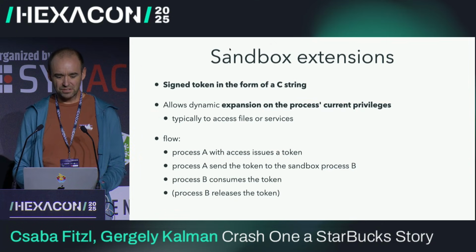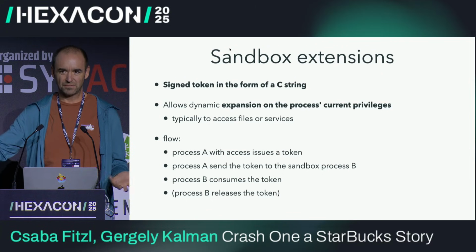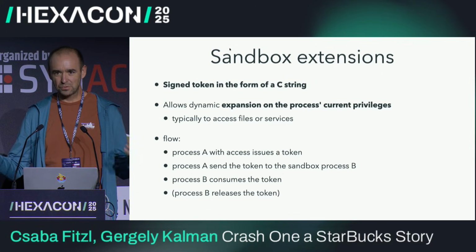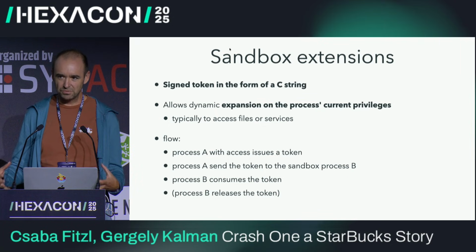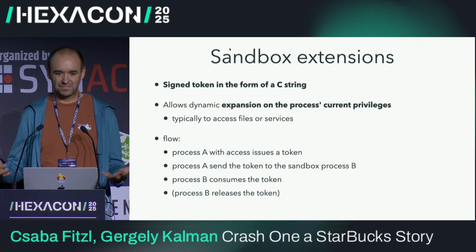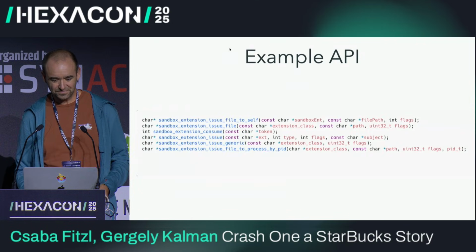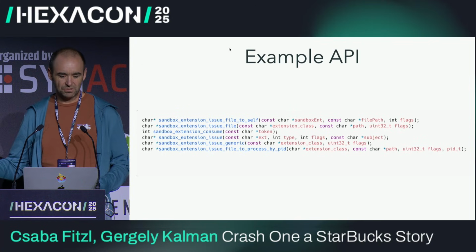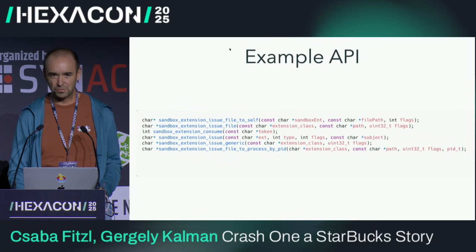It issues a token and sends it to process B, which is sandboxed, over XPC or some other IPC mechanism. Process B has to consume the token, so it has to use it. If it doesn't consume the token, it will not take effect, and eventually process B can release the token. So these are some example APIs you can use to create a token, and there is the consume.